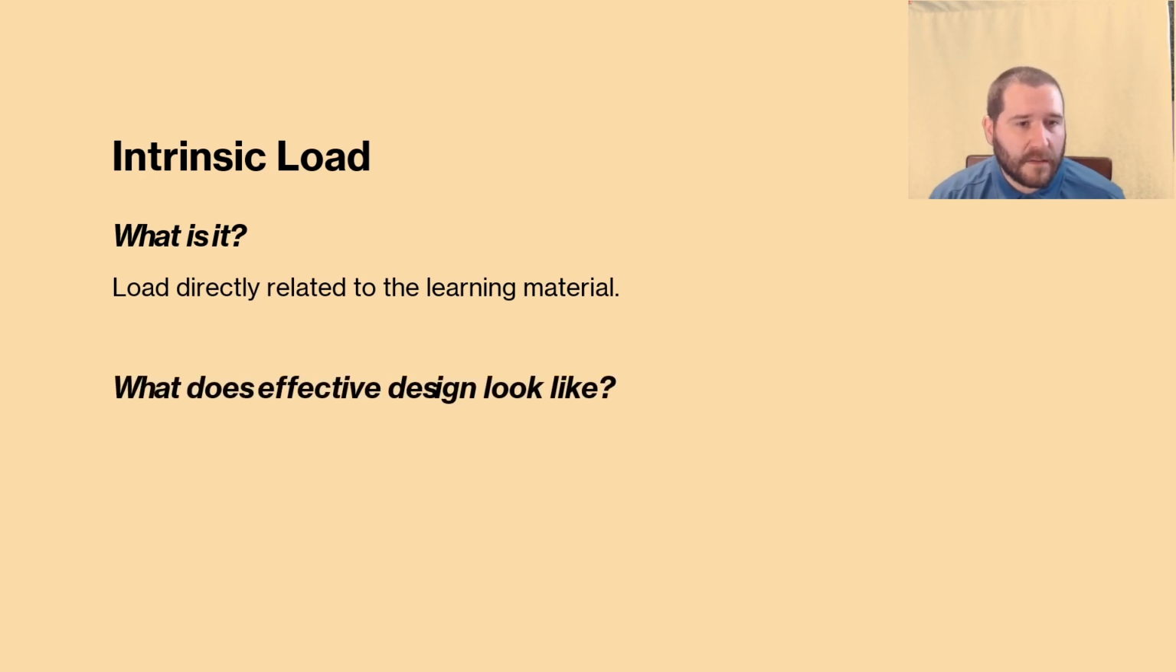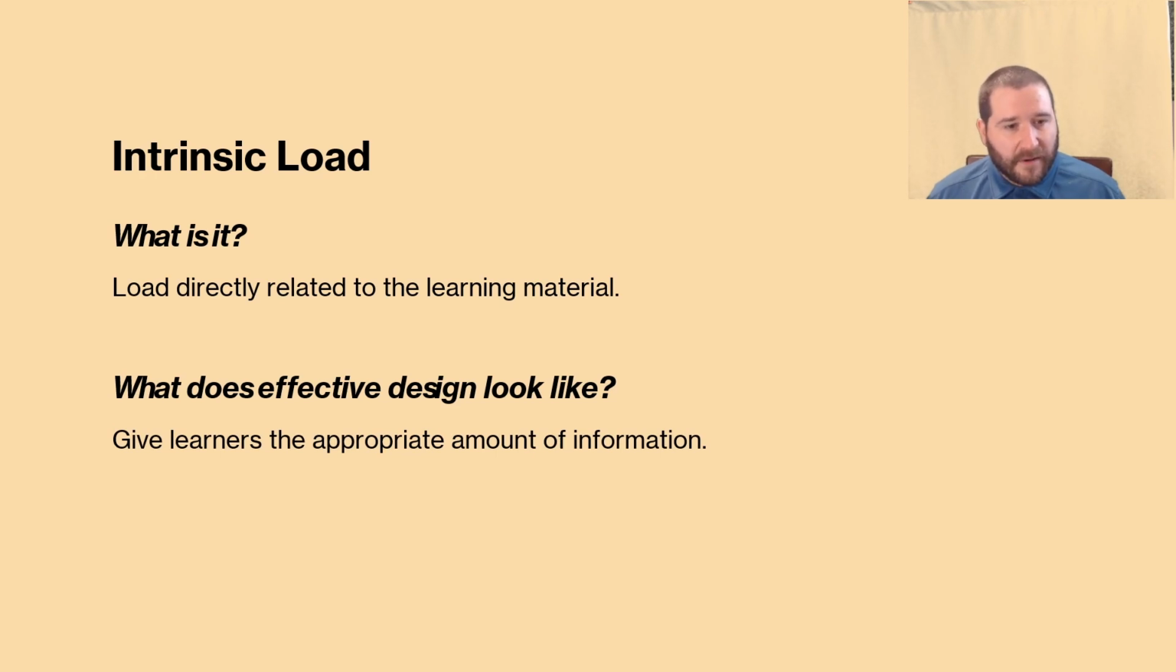Effective design now is going to give learners the appropriate amount of information at a time. If we're giving someone too much information at once, we might overwhelm them with the intrinsic cognitive load of the lesson. And on the flip side, if we don't give them enough, they might become bored. So a lot of education is finding that balance, right? The Little Red Riding Hood idea. Not too much, not too little. We want to get just the right amount of information at a time. And once again, that depends on each learner, so it's very difficult.